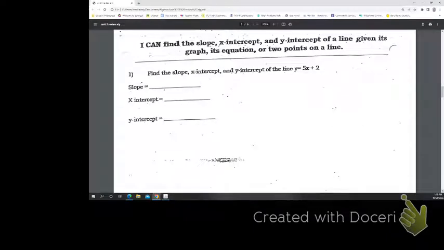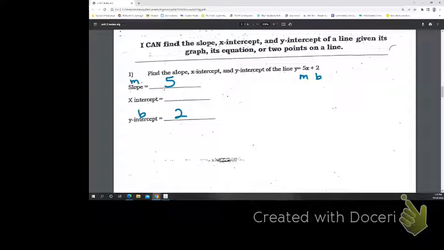So here you're asked for the slope, the x-intercept, and the y-intercept. Two out of three of these things, I don't need to write down a thing, because since this equation is in slope-intercept form, as long as you remember that slope is m and y-intercept is b, this is 5, this is 2.